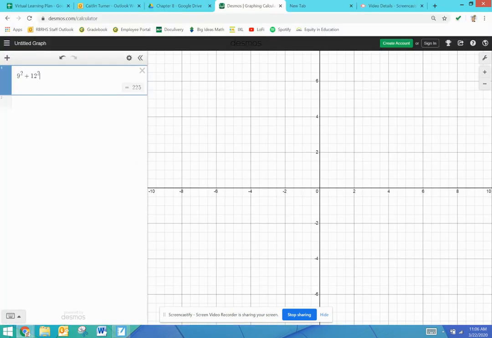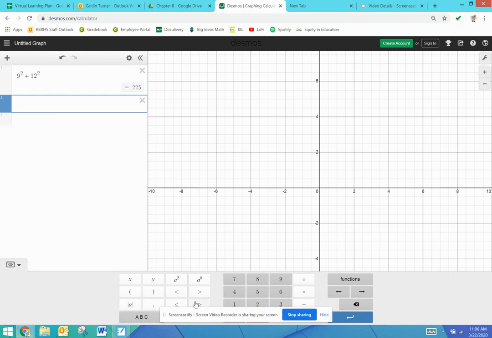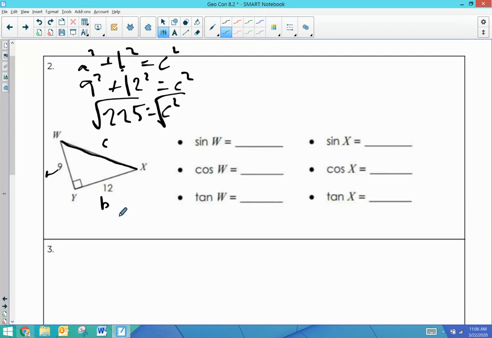225 is a perfect square, but if I didn't know that, I could press this calculator. The square root, this is in my way. There it is. So the square root of 225 is 15. That went away and I'll never be able to get it back. Okay. So that tells us c equals 15. So I'm going to put c equals 15 right here. All right, let's do angle W first. You label, and I'll catch up.